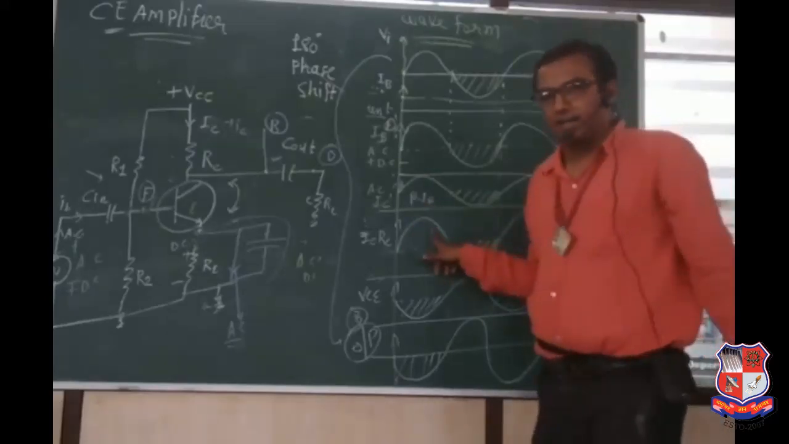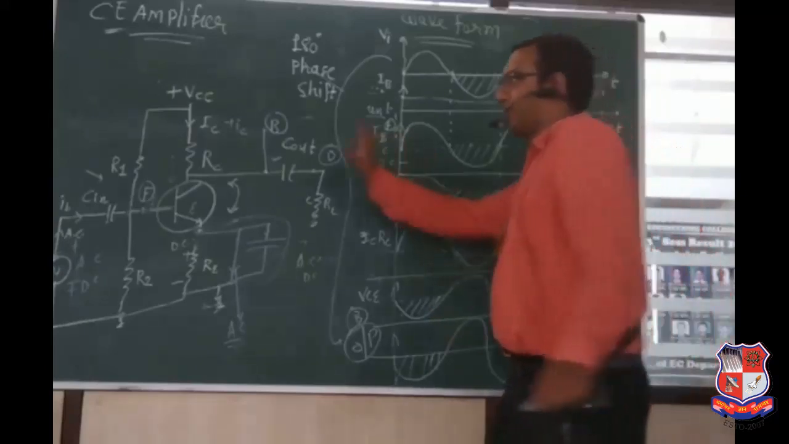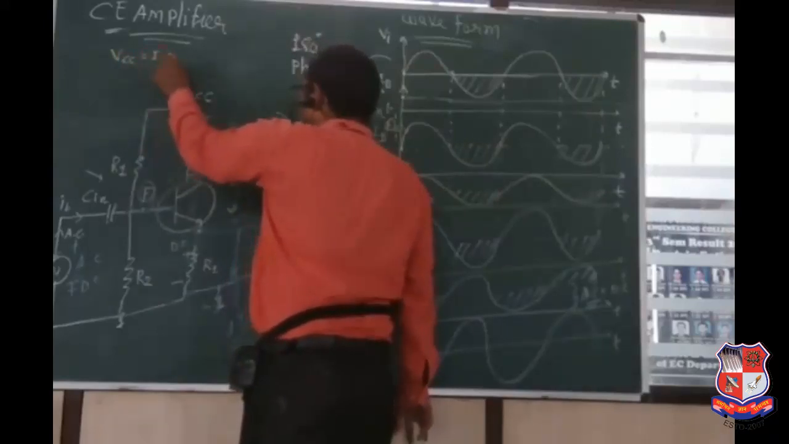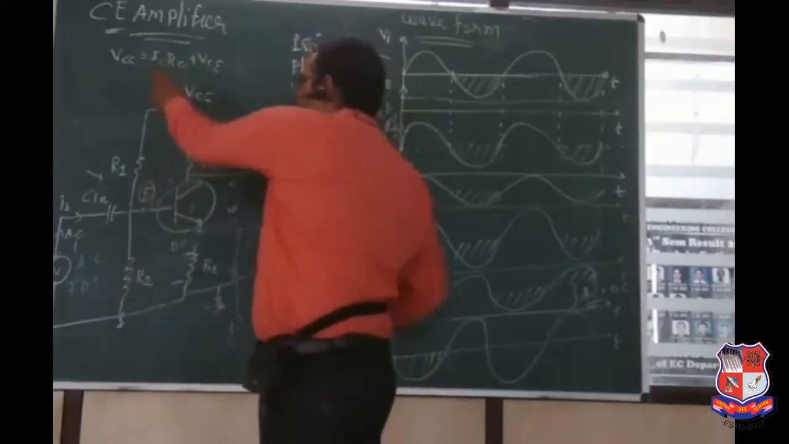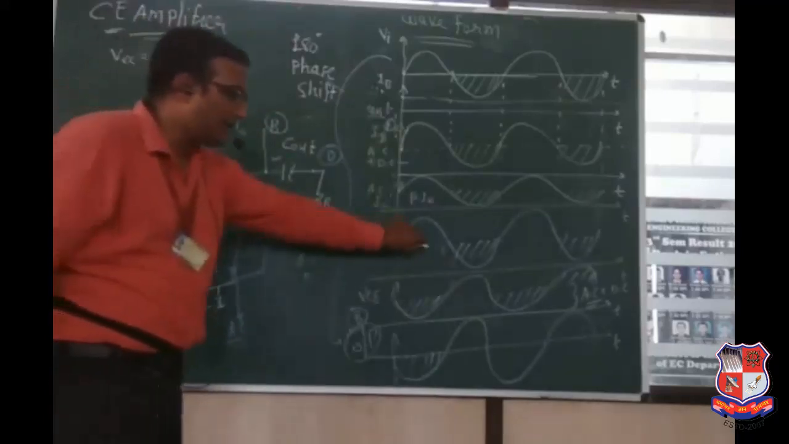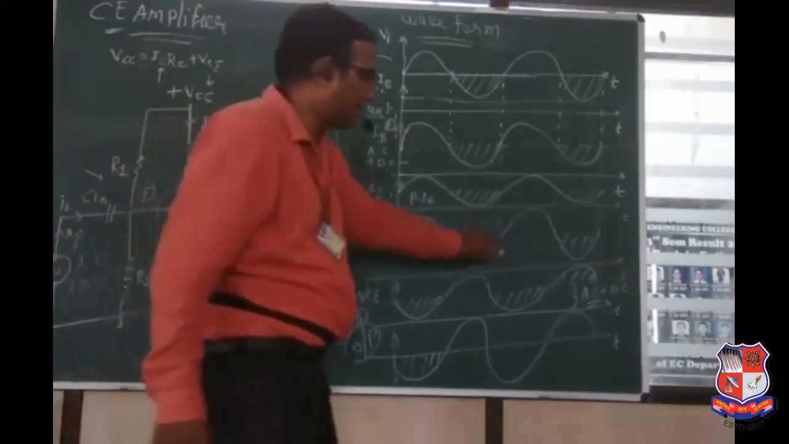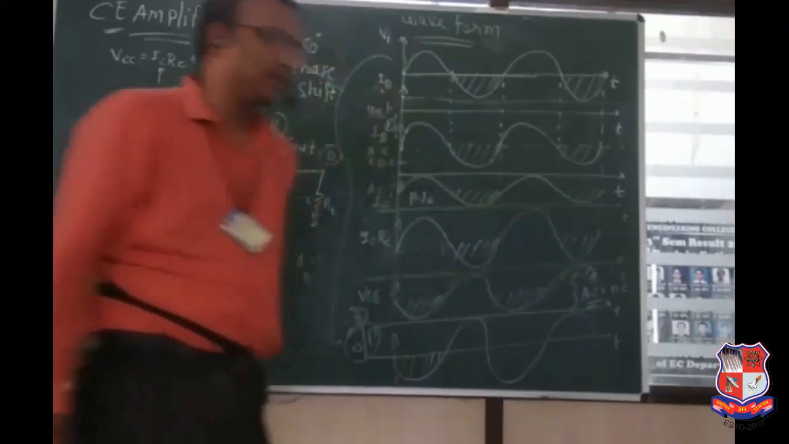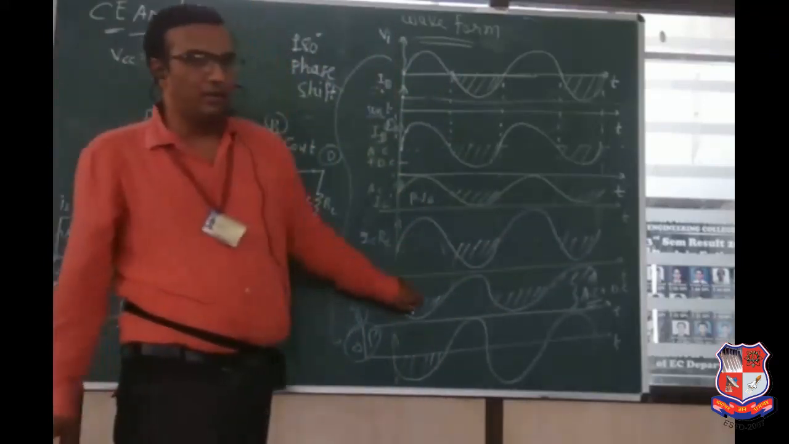and if ICRC is high, then VCE is low. According to the equation, VCC equal to ICRC plus VCE. If ICRC is increased, then VCE is decreased. See this very carefully. ICRC increase, VCE decrease. ICRC decrease, VCE increase. This is the increasing mode of ICRC, and this is the decreasing mode of ICRC.